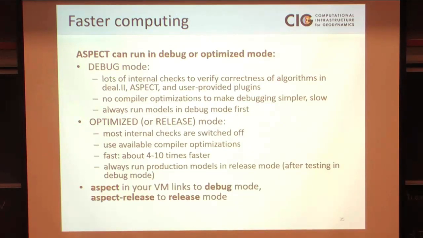So if you modify your models and try a new setup or modify the code, it's always advisable to first run in debug mode to see if you broke something. Only run in optimized mode if you are sure that you have the model setup that you want to run. It's worth it because it's about 4 to 10 times faster to run in optimized mode. And that means, especially if you run big models on clusters, always use this mode. Both are available in your virtual machine. There's an executable called aspect that links to debug mode, and aspect-release that we used for this tutorial that links to the optimized or release mode.